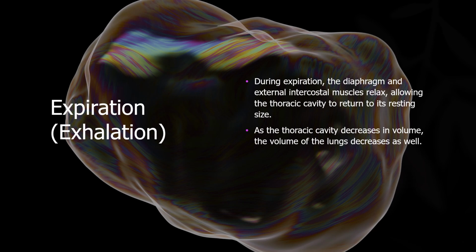Next, we're going to dive into expiration, which is exhalation. A little bit of a tongue twister there. During expiration, the diaphragm and external intercostal muscles relax, allowing the thoracic cavity to return to its resting size. As the thoracic cavity decreases in volume, the volume of the lungs decreases as well.